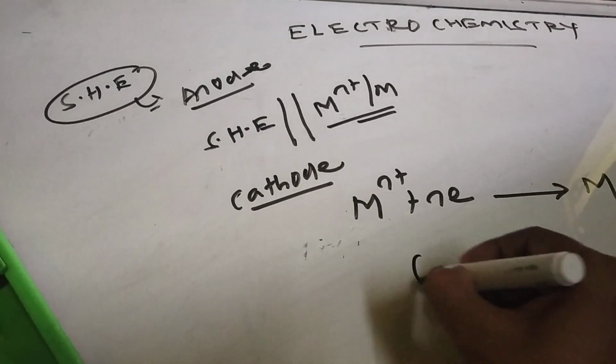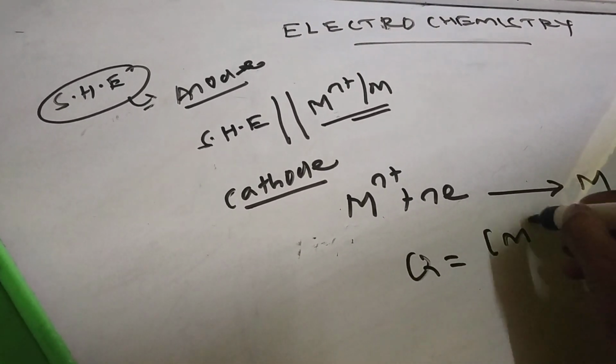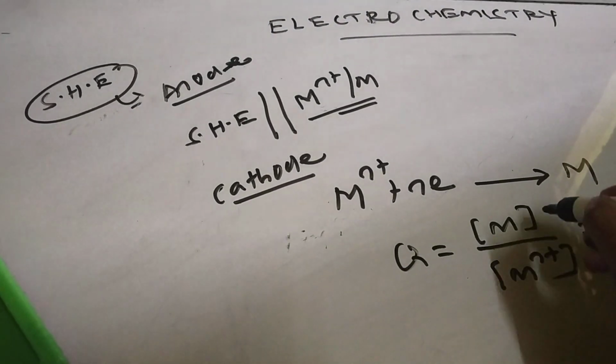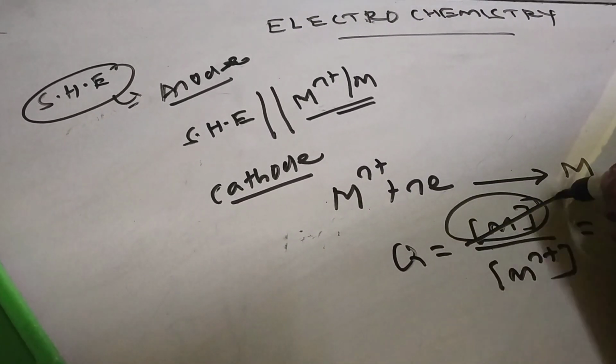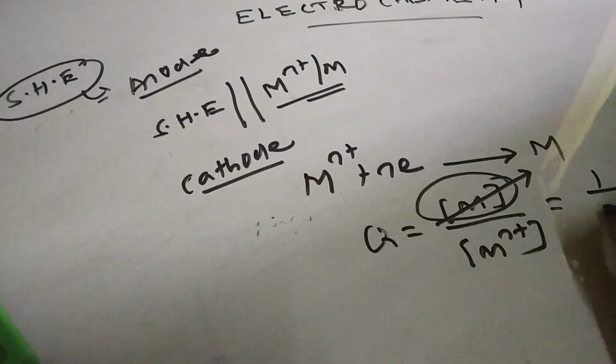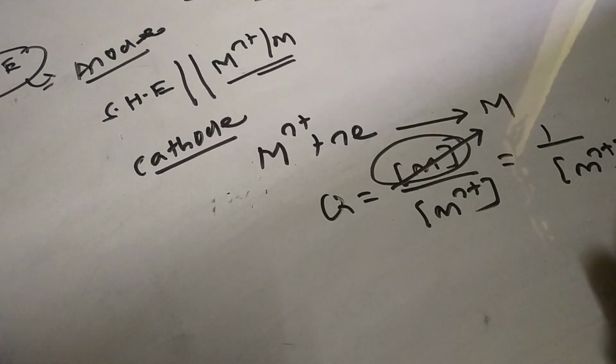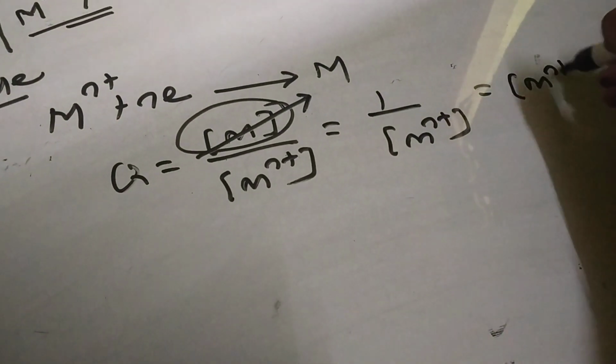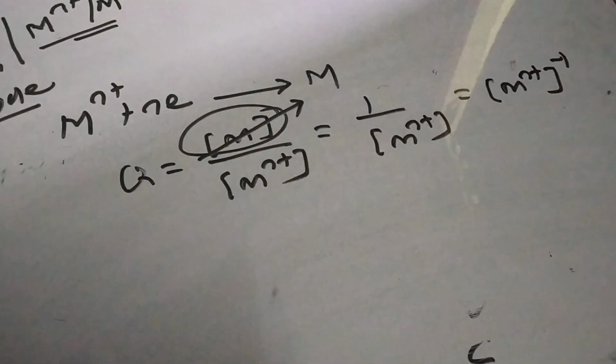So here what is the Q? Q is the concentration of M by the concentration of Mn+, and the concentration of M tends to 1 because it is a pure solid. So that is 1 by the concentration of Mn+, which I can write as the concentration of Mn+ to the power minus 1.